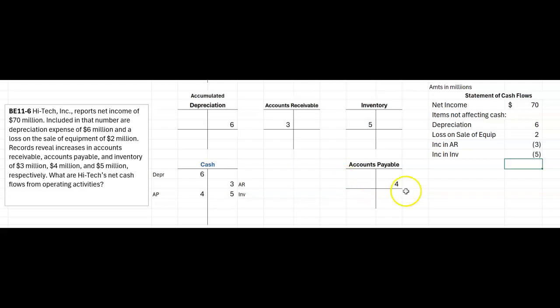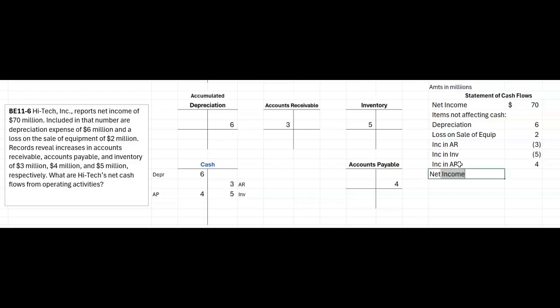And then finally, increase in accounts payable. That would be a credit, so that would be a debit over here in our cash T account, meaning it would increase. If accounts payable went up, that means we've got expenses on the income statement that we haven't paid for yet. So we would want to add that back to get from net income on an accrual basis to net income on a cash basis. So this is increase in accounts payable. This would be a positive number, that would be a 4.